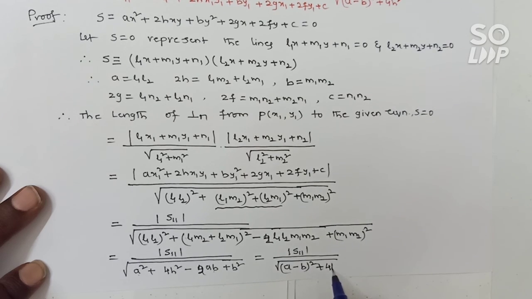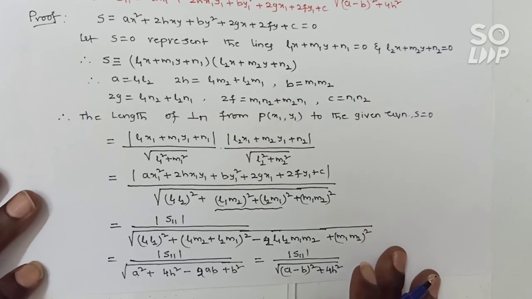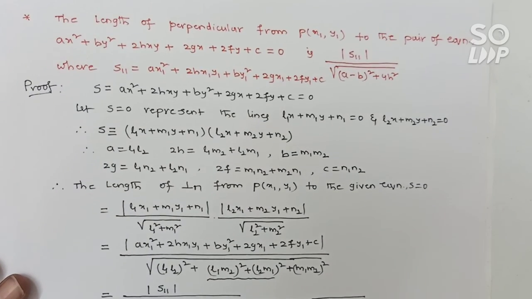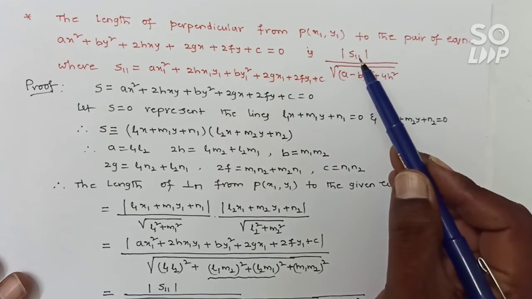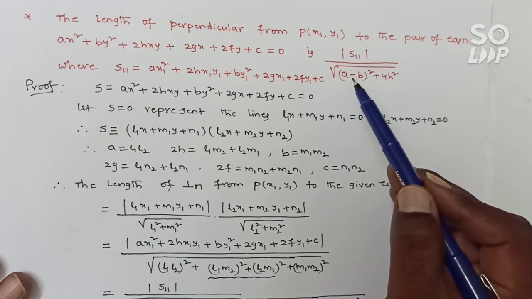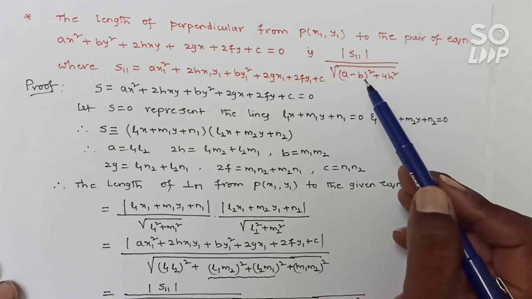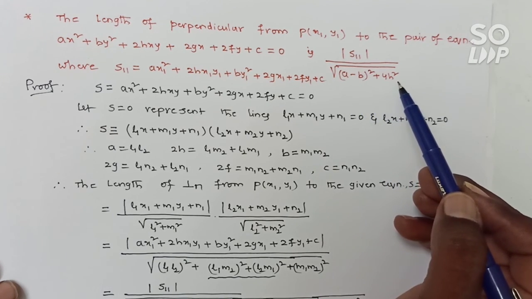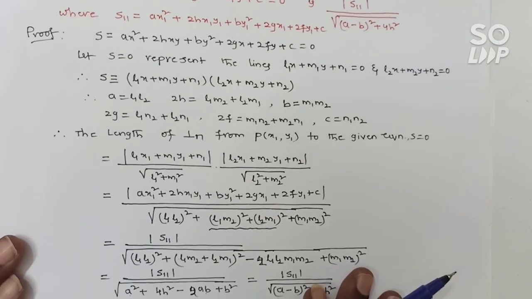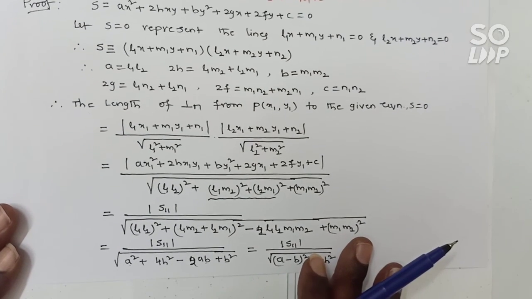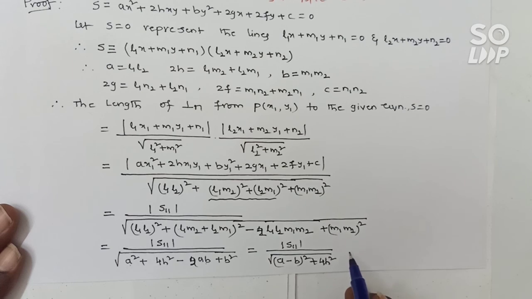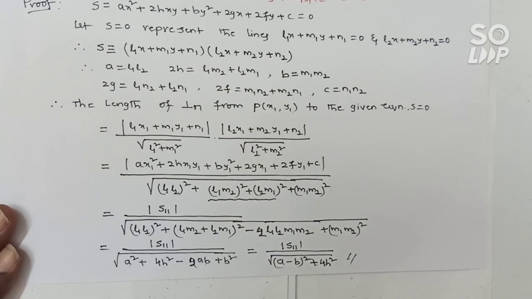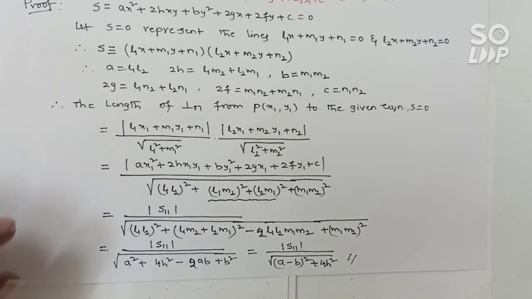Now you see that given result. Is it the given result or not? See, here it is modulus of S11 whole divided by root of (a - b) whole square + 4h square. So that is the same result we got finally. So this one is the proof of the given statement.